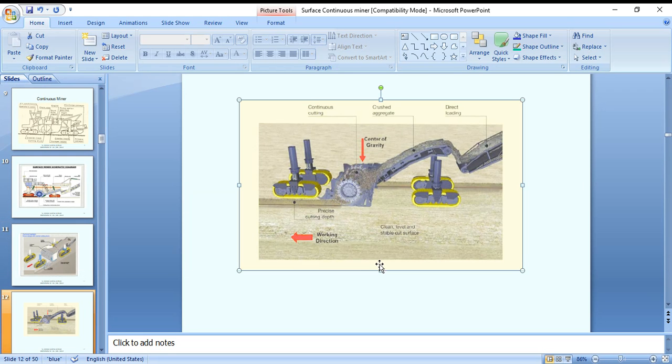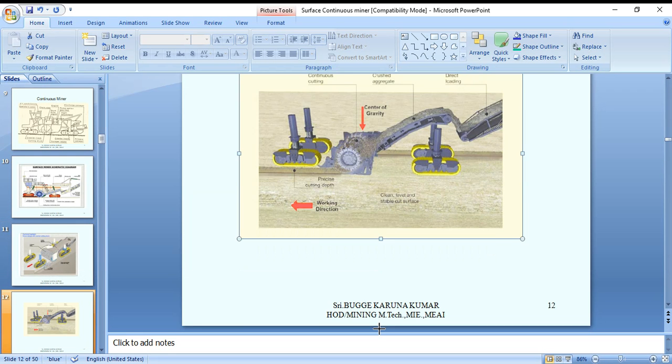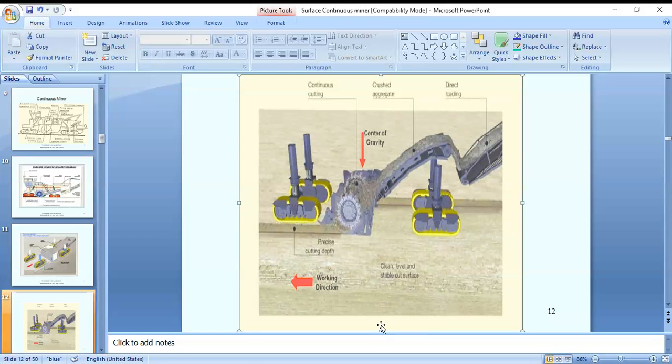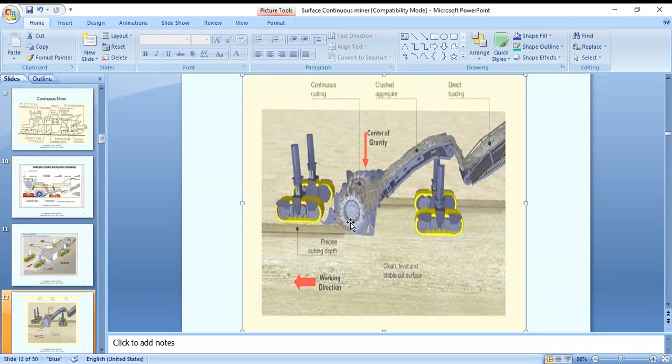Right. Another view of the sketch for understanding purpose. See this here, the working direction is this side, so this is some elevated height. Precise cutting depth. This is a precise cutting depth. Center of gravity is working here. So the cutting drum is rotating. The material will go to the upper side.